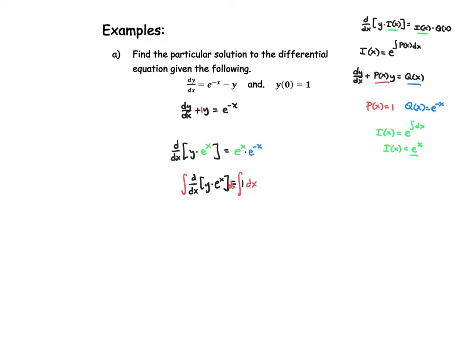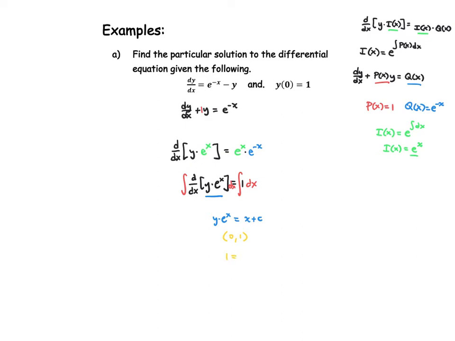So if I took the integral of the derivative of y times e to the x, I would just get y times e to the x. On the right side, the integral of 1 with respect to x will be x plus c. All right, now is when I employ my initial condition. And of course, that initial condition is the point 0, 1. So y is 1 when x is 0. Therefore, I would have 1 times e to the 0, which will be 1.